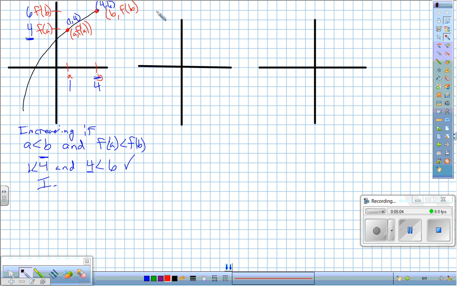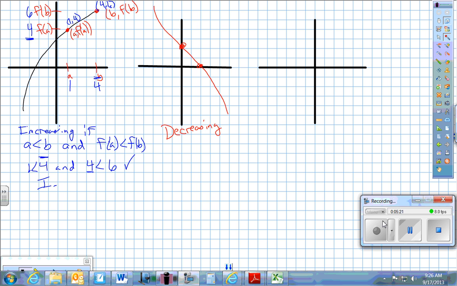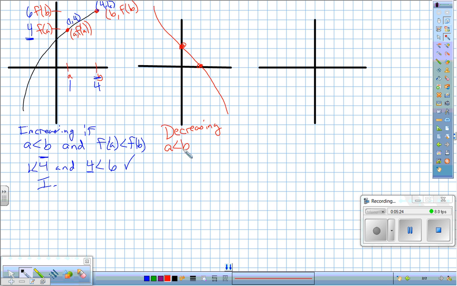Then they might have something like this. So here's a couple good points that we can use. Okay, this one we can see that it's going down, so it's decreasing. And it's said to be decreasing if A is less than B. So we always set it up that A is less than B, and f of A is greater than f of B. So in this case, this is our f of A actually, and this would be our f of B right here.